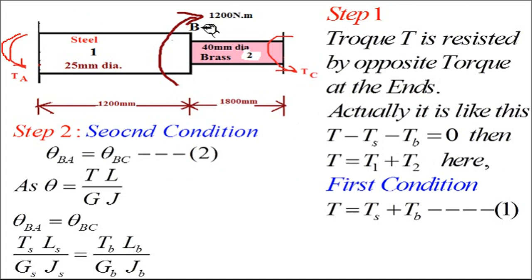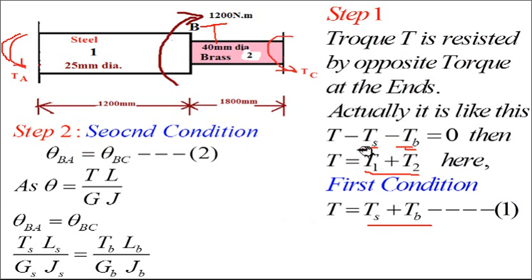Our first condition is this: T is equal to TA plus TC, or if TA is clockwise, T minus TS, so minus TB. TS and TB mean the torque resisted by steel and the torque resisted by brass. Or instead of TS and TB, you can write TA and TC, no problem. Torque at point A, torque at point C. You can write T1 T2, TS TB, or TA TC here.